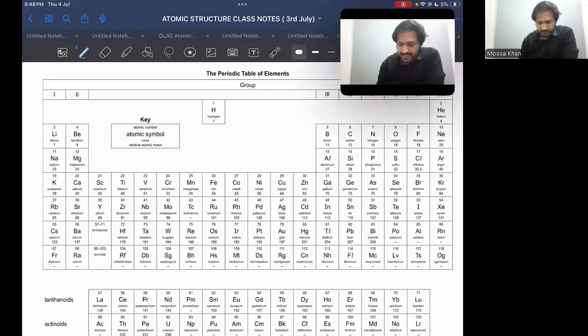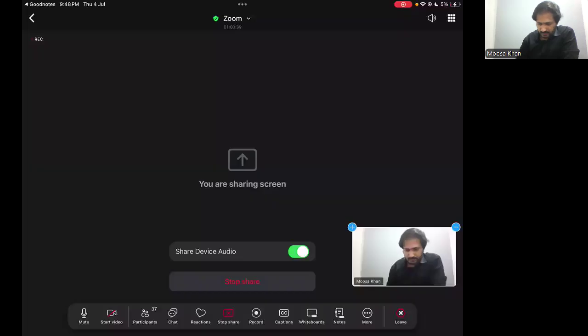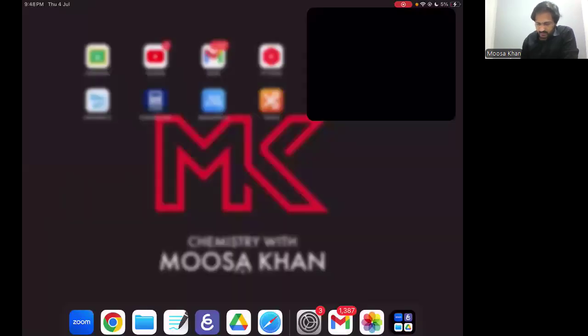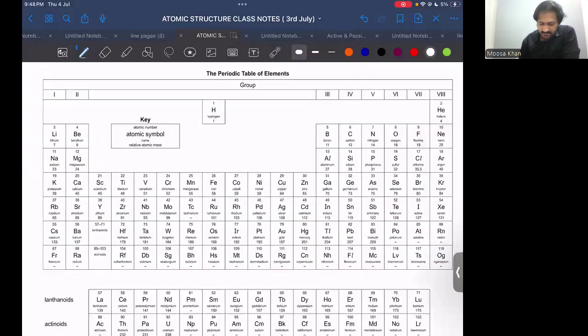If we make the electronic configuration of, let's say, hydrogen. Hydrogen is the first element of the periodic table and its electronic configuration is only one. It has only one electron that will come in the first shell, right? The hydrogen atom has only one electron in its first shell.